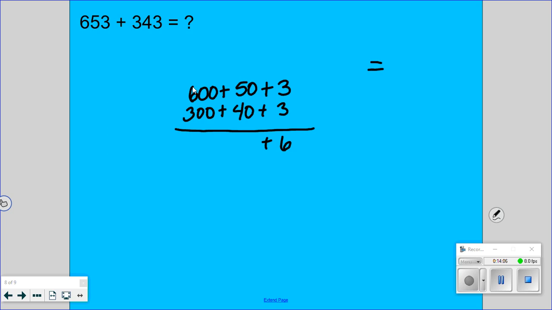Let's look at my tens. I've got 50 plus 40. What is 50 plus 40? 50 plus 40, what we got? Avery, what you got? 90. Did I need to regroup? No.